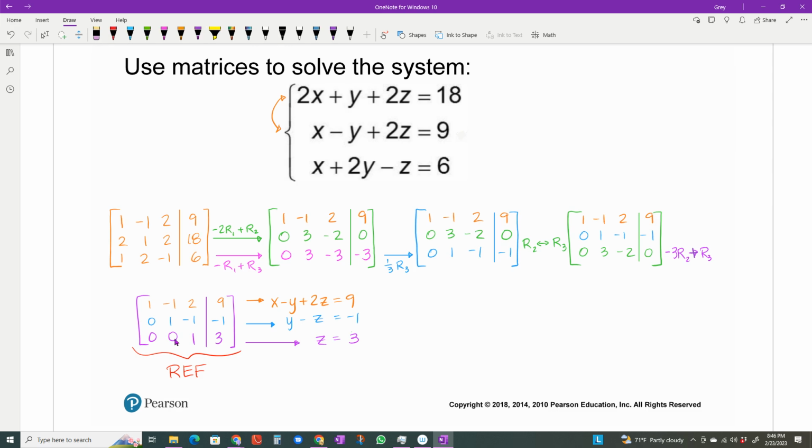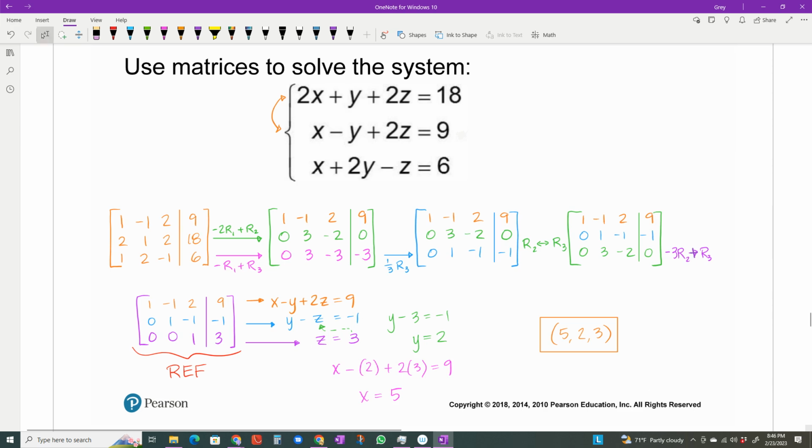And now I'm going to take z equal to 3 and plug it into that equation. That's going to give me y minus 3 equals -1, so y equals 2. And then I'm going to plug it into the orange equation, where it's going to say x minus y, which is 2, plus 2 times z, which is 3, equals 9, and that gives me x equal to 5. And so the answer is an ordered triple, just like we did in the last chapter. X, Y, Z is going to be 5, 2, and 3.